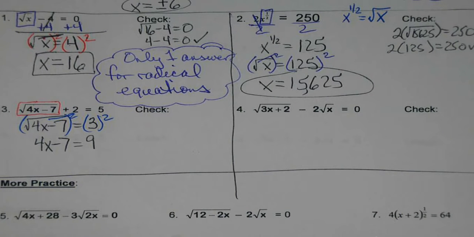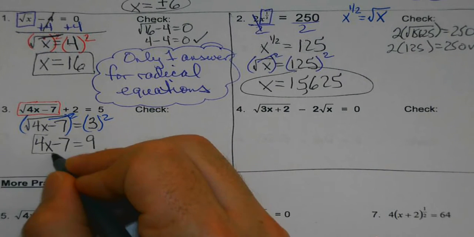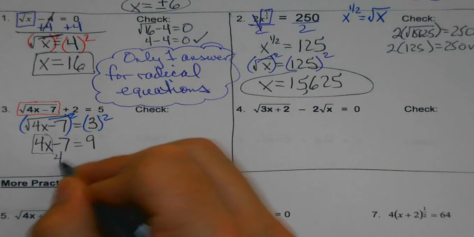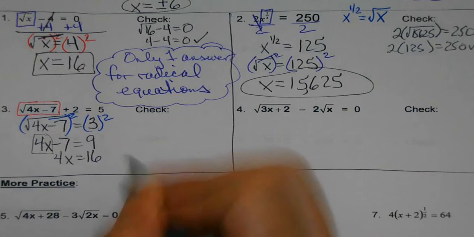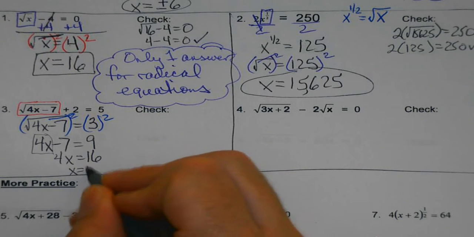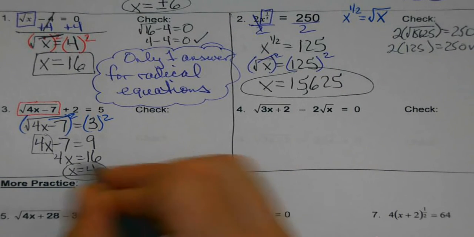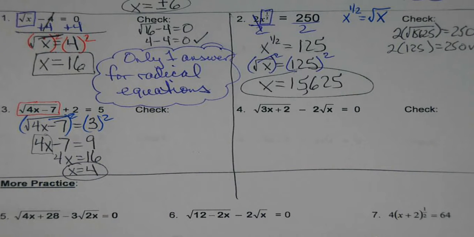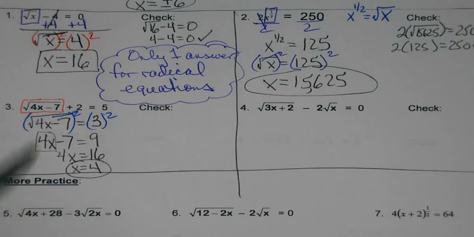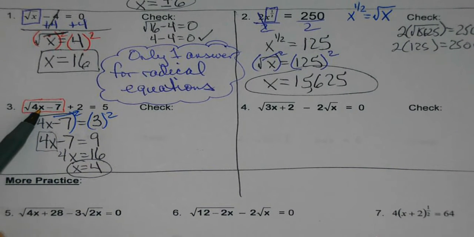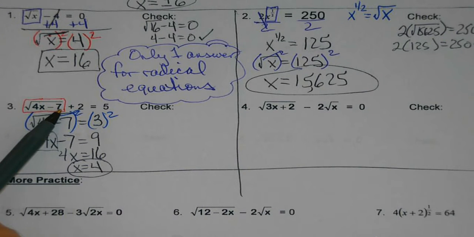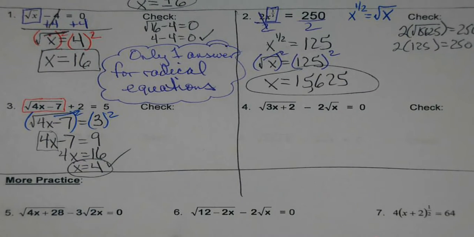And now it's just a regular old algebra 1 equation. I want to get this alone. I'm going to add the 7 and divide by 4. And again, sometimes I can even just do the check. I don't even have to write it out. I won't make you write it out. It's just an idea. But again, here, 4 times 4 is 16. Minus 7 is 9. So the square root of 9 is 3. Plus 2 is 5. That worked. Hot dog.